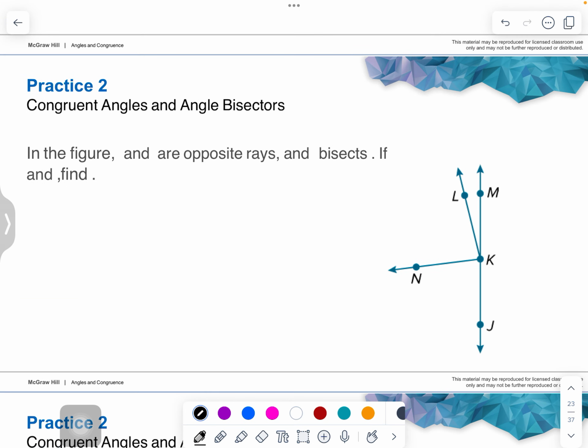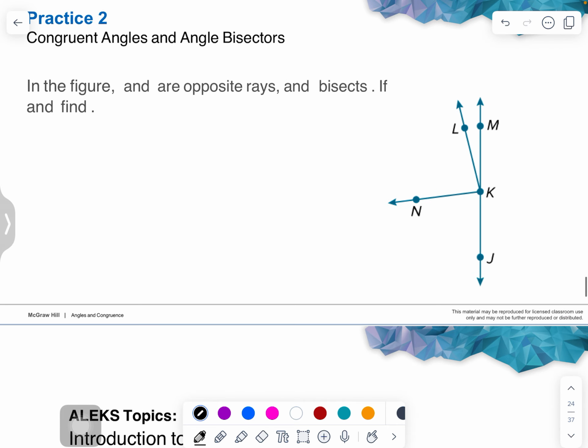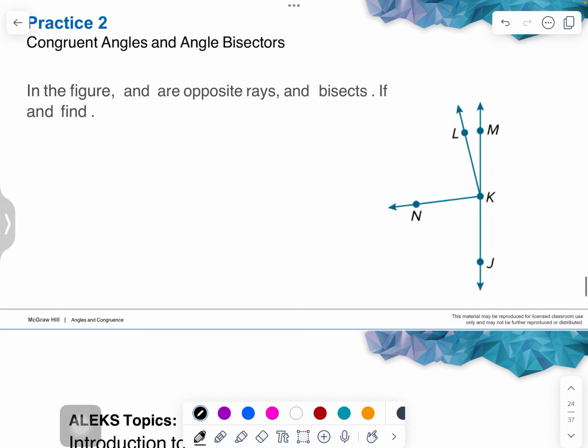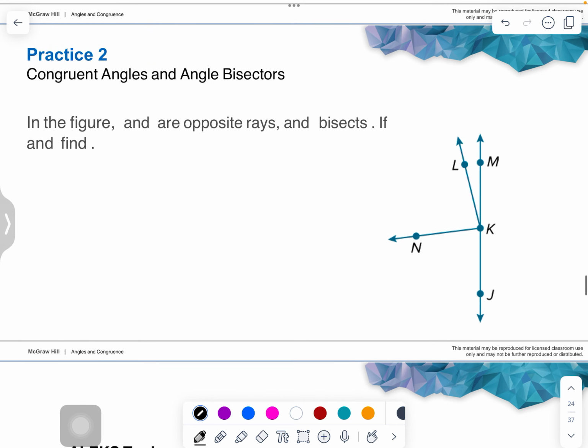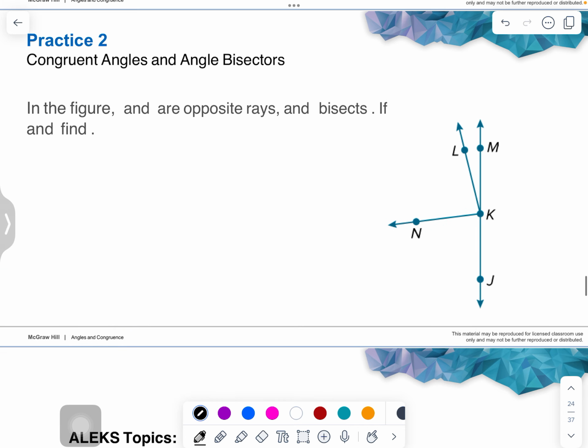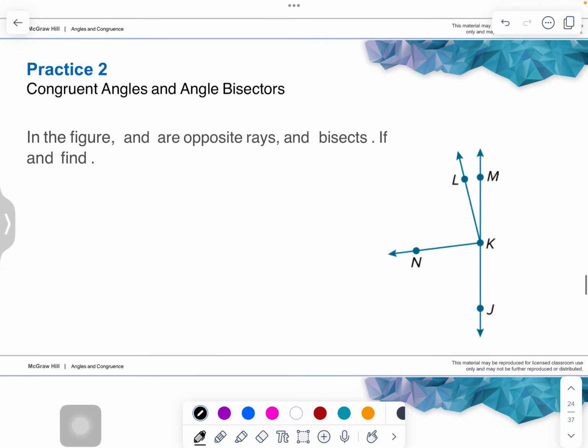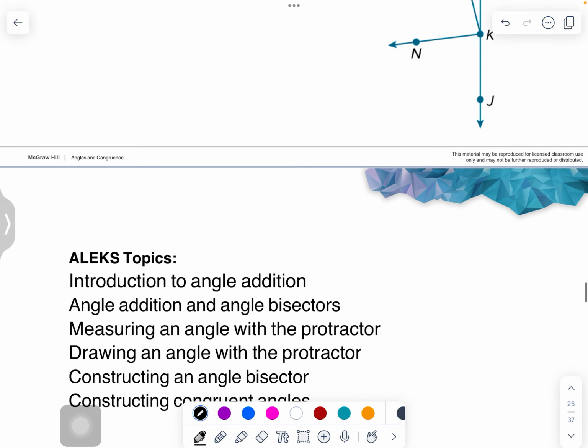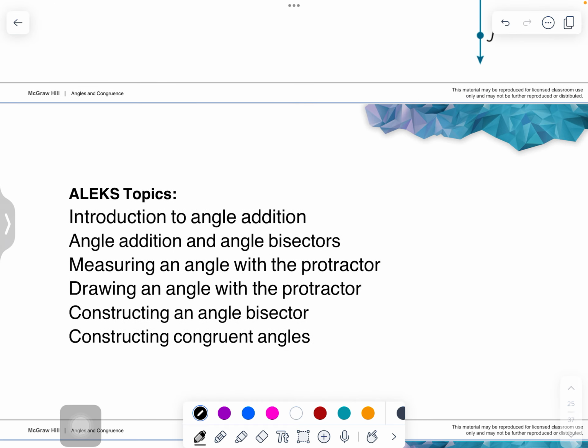Okay, so go ahead and practice number 2 and see how that goes. Go ahead and pause me. All right. Check with your teacher to see if you got it right, because I don't have the answer in front of me. And then go ahead and check those ALEKS topics.